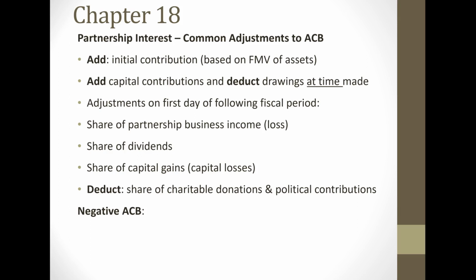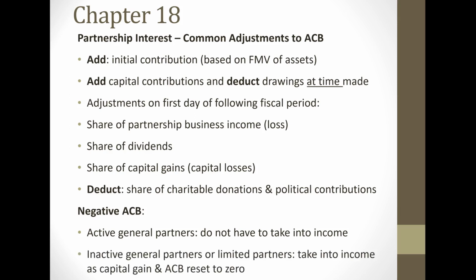Now, there could be a situation where a partner's partnership interest might be negative. They might have a negative ACB. So remember, they get allocated their share of the business income or loss. So if there's a lot of losses that the partnership is experiencing, that particular partner might have a negative ACB. So how do we deal with negative ACB? Well, if the partner is a general partner and they're active in the partnership, they don't have to worry about it. It just remains negative. They don't have to take any amount into income.